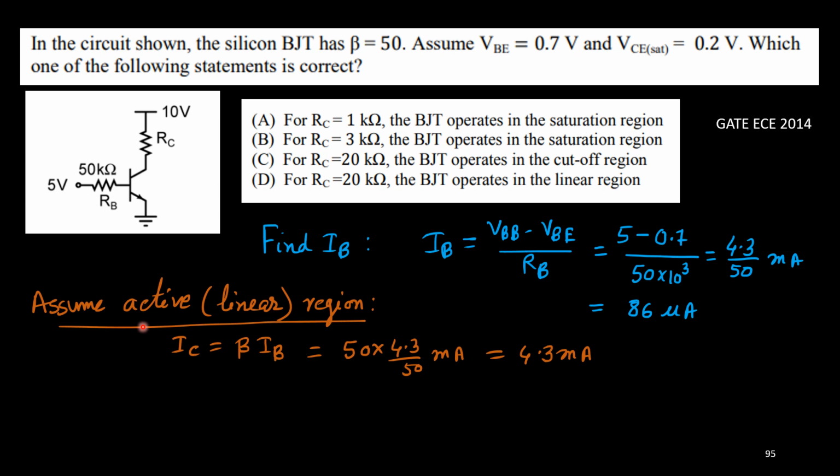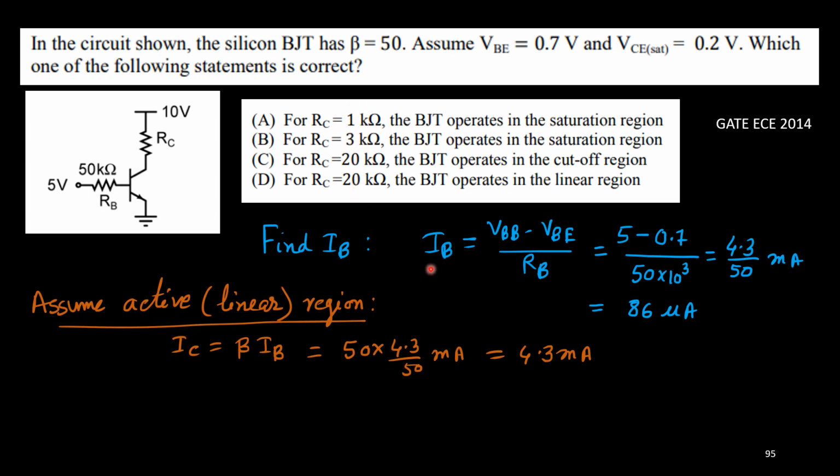Now we'll assume that this transistor is in the active region. If it is in the active region, what is IC? IC equals beta into IB. This relation is true. Beta is given as 50, and IB is 4.3 upon 50 milliampere. So the 50 cancels out, and it is 4.3 milliampere. So if it is in the active region, then the collector current will be 4.3 milliampere. We are sure, right? Now different values for R are given.